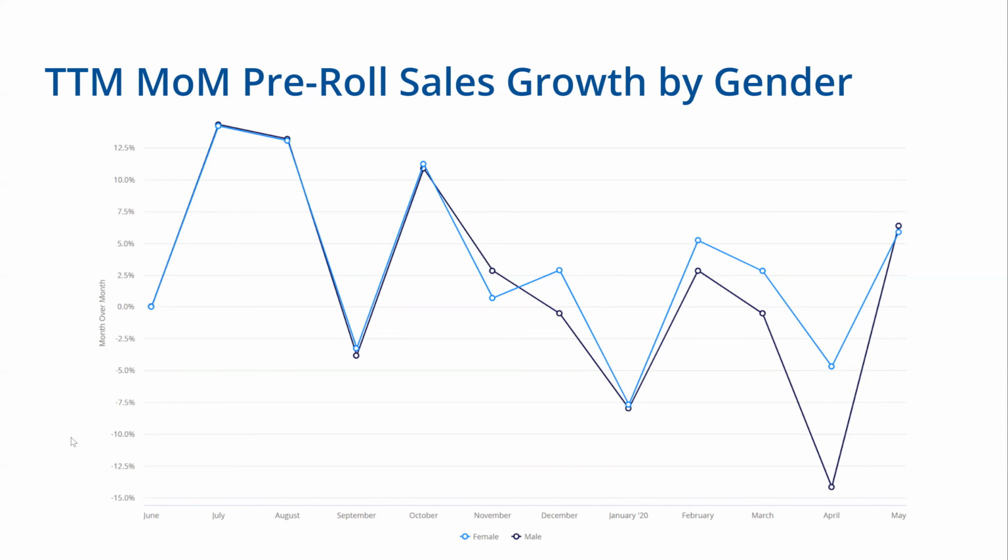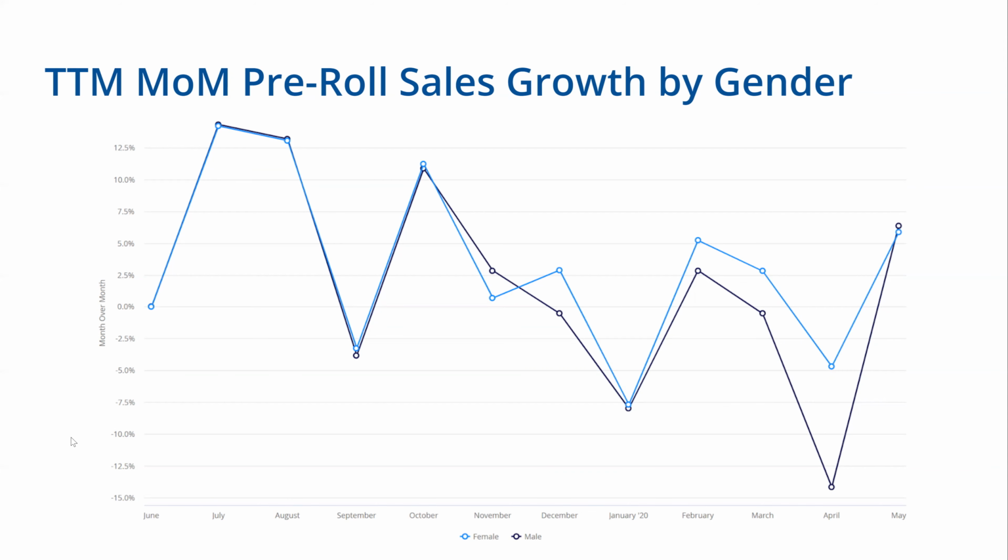In the initial phases of the COVID outbreak between February and March, female pre-roll sales grew 3.1% month over month, whereas male sales were flat. And as the outbreak progressed, we see that male pre-roll sales took a sharp dive down to negative 14% growth between March and April, but female consumers only saw a negative 4% decrease month over month.